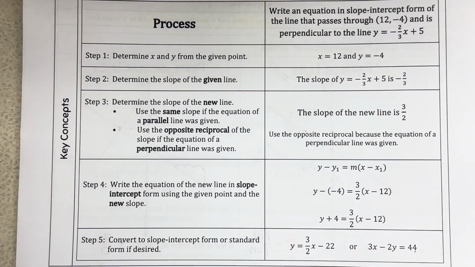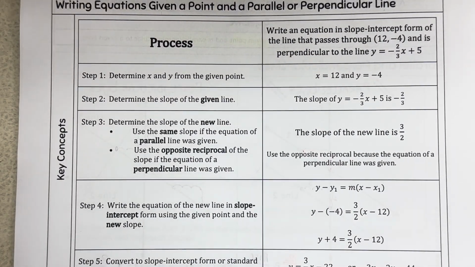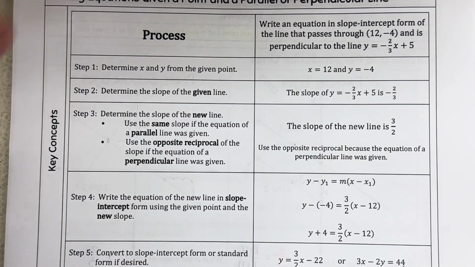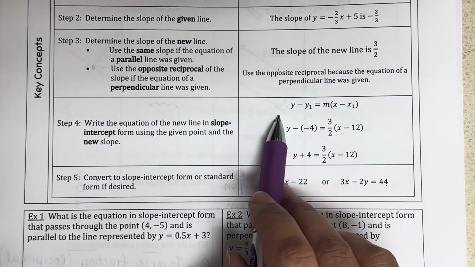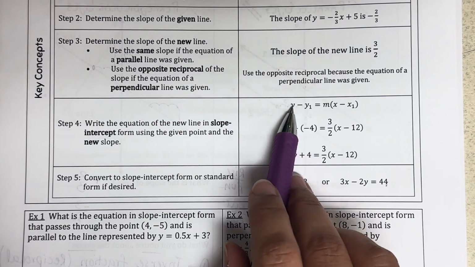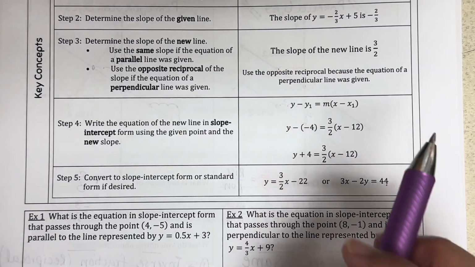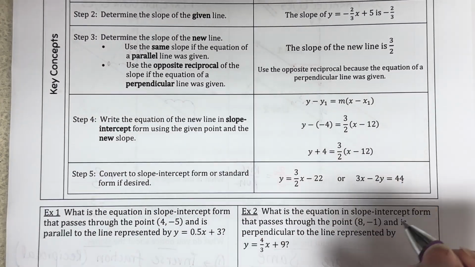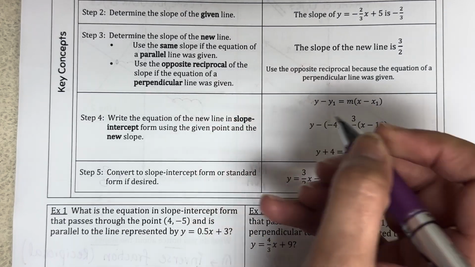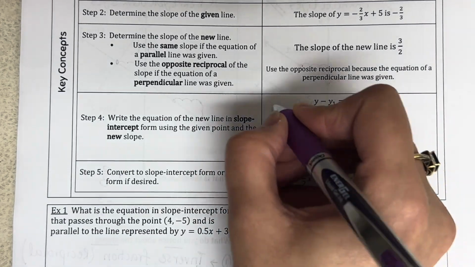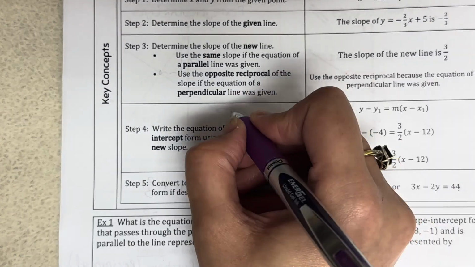All right, now I have to write equations for the parallel and perpendicular lines. So I'm going to be using the point slope formula, which you already know. What is it? It's y minus y1 equals m times x minus x1. I would always need two things, slope and a point. Well, actually, I would need three things.